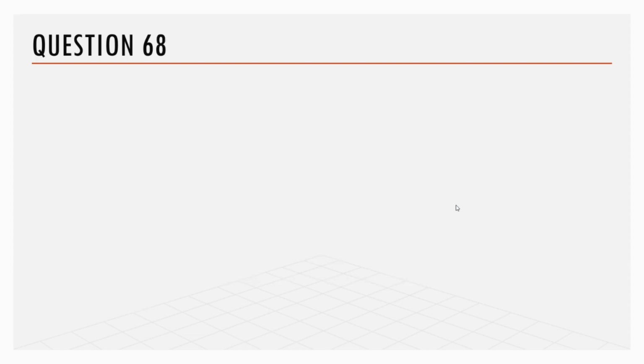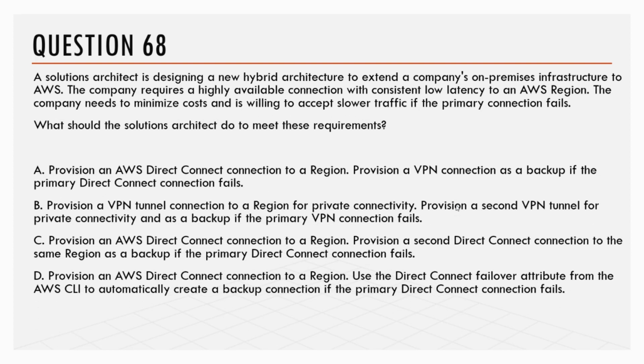Now let's look into the next question. Question number 68. A solution architect is designing a new hybrid architecture to extend the company's on-premises infrastructure to AWS. The company requires a highly available connection with consistent low latency to an AWS region. The company needs to minimize cost and is willing to accept slower traffic if the primary connection fails. What should the solution architect do to meet these requirements?